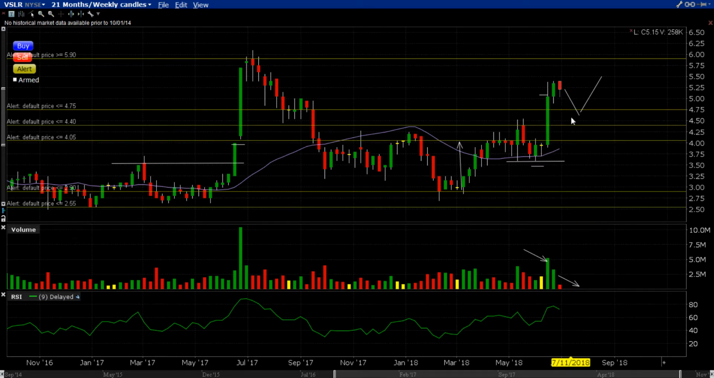Right now, I'm not too keen on entering. I want to see the behavior of the stock, whether it's a healthy pullback, or if it goes up on increasing volume, then I'm going to stay as far away from that as possible. And that's pretty much it for VSLR. VSLR, guys, looks good.